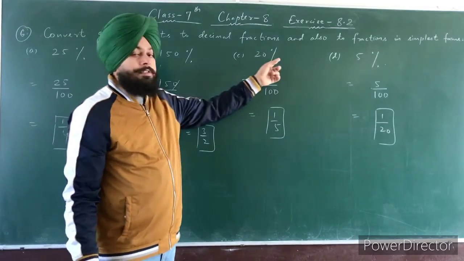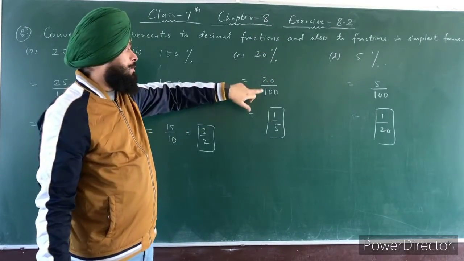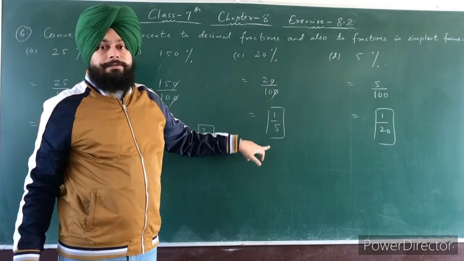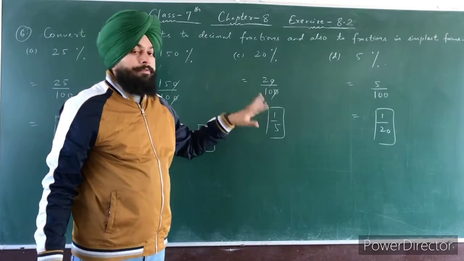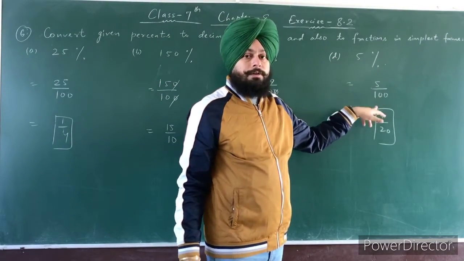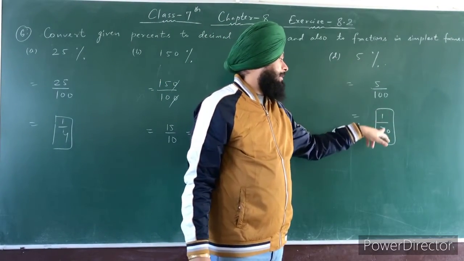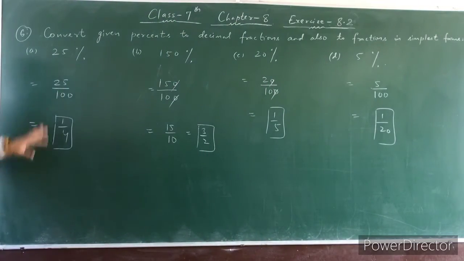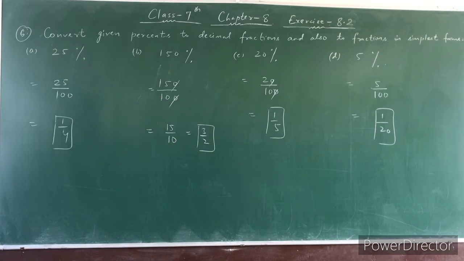C part is 20%. So 20% is written as 20 over 100. So you should cancel the 0. Now 2 ones are 2 and 2 fives are 10. So the answer is 1 over 5. The last is 5%. So 5% is written as 5 over 100. Now 5 ones are 5 and 5 twenties are 100. So the fraction is 1 over 20. So this is your question number 6.